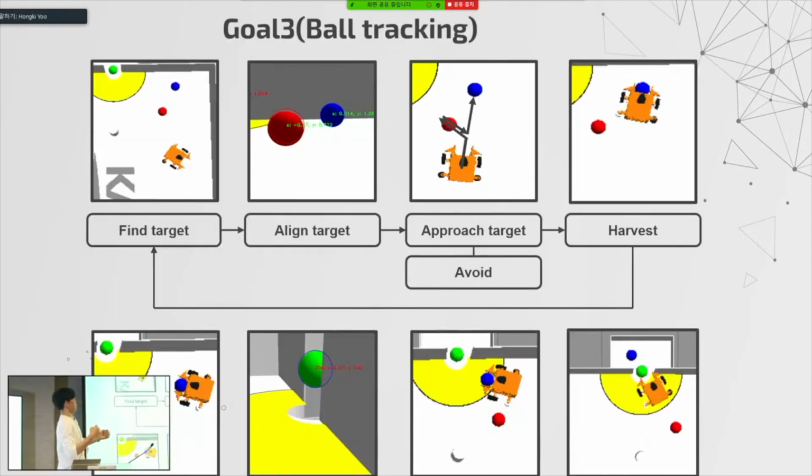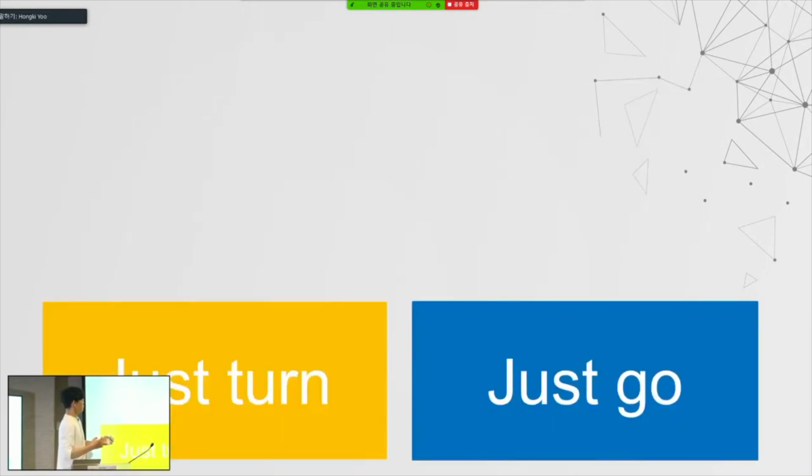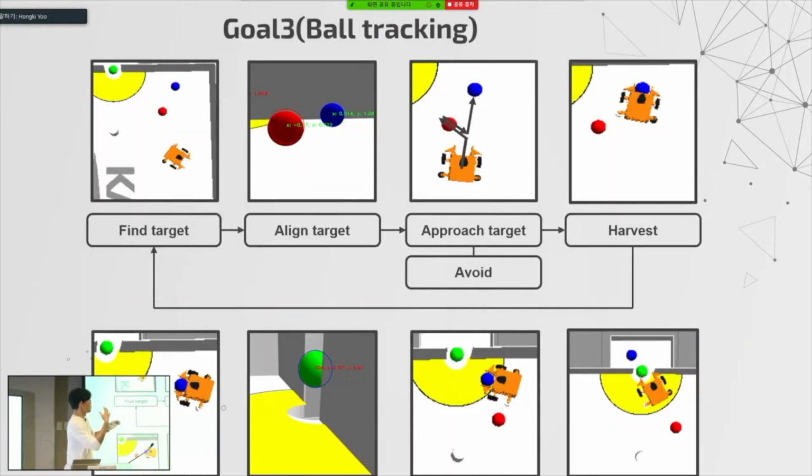So we do it again and again until we get all three balls scored in.